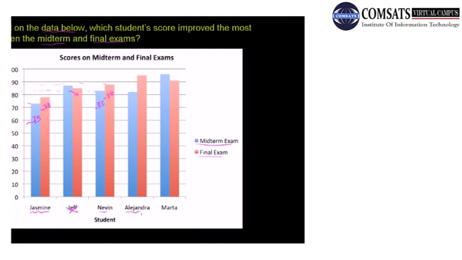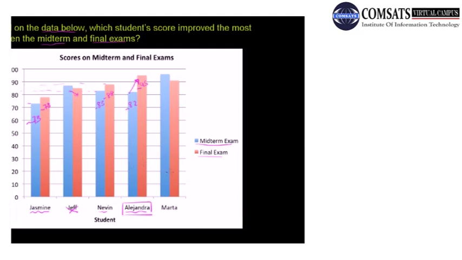Now let's look at Alejandra. Okay, so this jumps out. She definitely improved dramatically from the midterm to the final exam. It looks like on the midterm she maybe got an 81 or an 82, and then on the final it looks like she got about a 95. A 95 on the final. So it's dramatic improvement. So right now Alejandra is the leading contender for most improved from the midterm to the final.